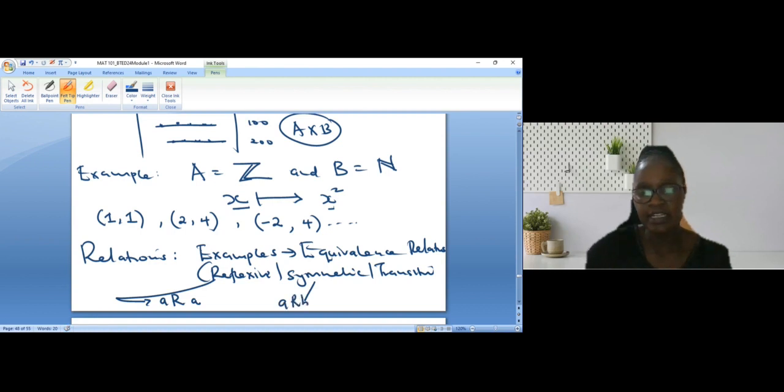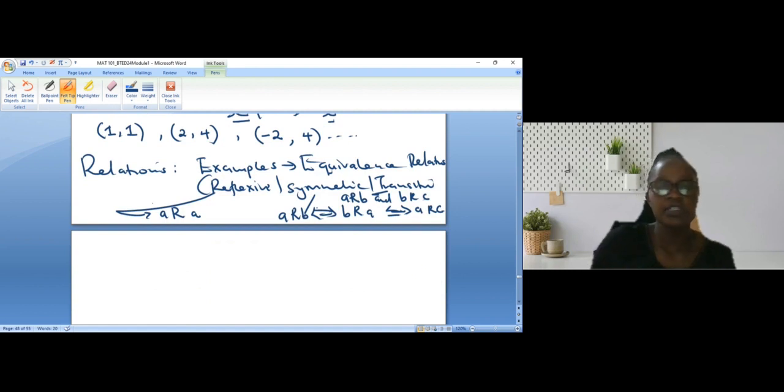Symmetry means that whenever a is related to b, then b would be related to a, while transitivity now relates three elements: a related to b and b related to c implies that a is related to c. So a relation that satisfies the three conditions is called an equivalence relation. And we gave examples of equivalence relation, and one that stood out for us was the integers modulo n, and we found that to be an equivalence relation.